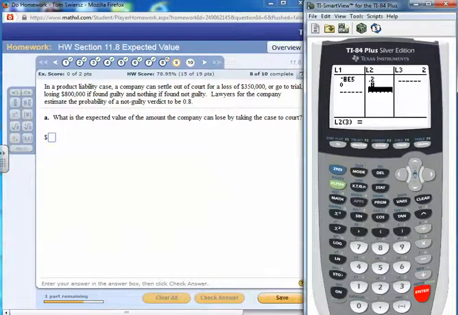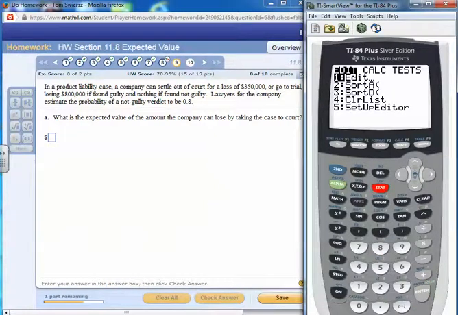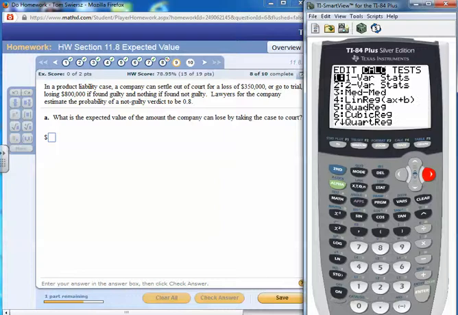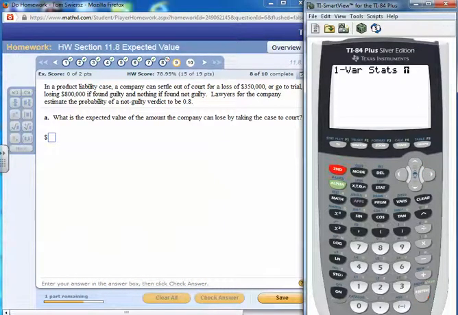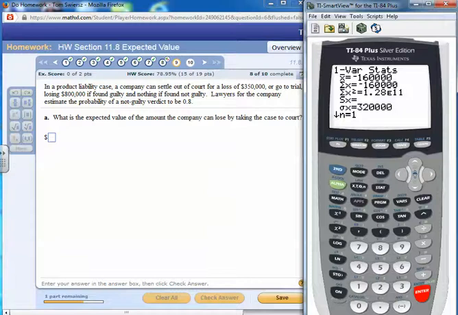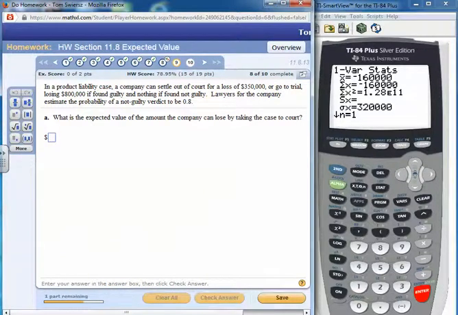So then we can go ahead and do our Stat, use our right arrow key to do the calculations, and hit one variable. Again, I'm going to put in second 1, comma, second L2, and if you have a newer version, you're going to put L1 in the first row, L2 in the second row, then hit calculate. I'm going to press enter. So the expected value, the amount of money a company can lose by taking the case to court, would be, the x bar is always the expected value, which would be a negative $160,000.